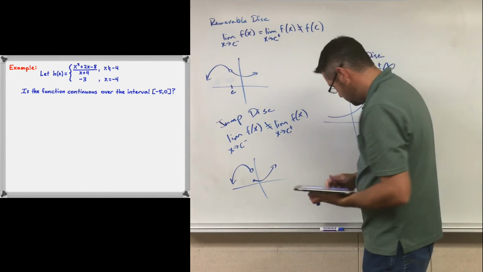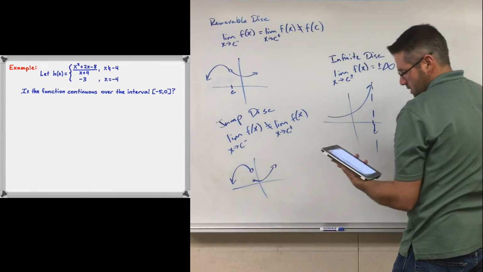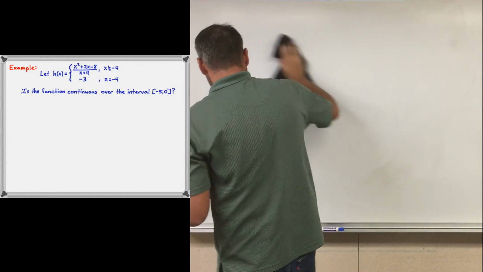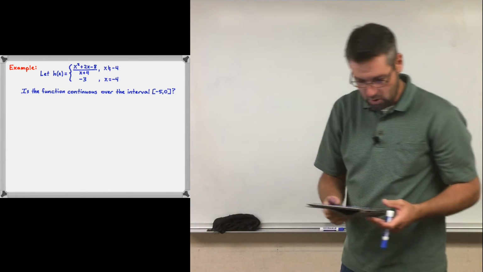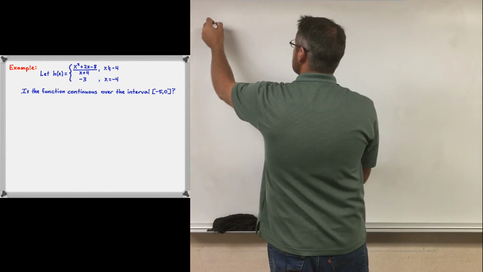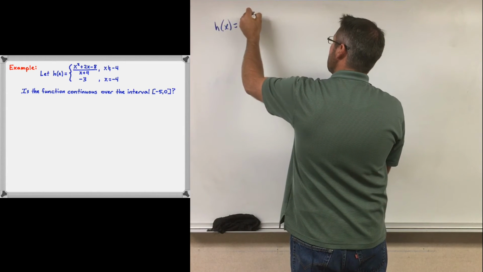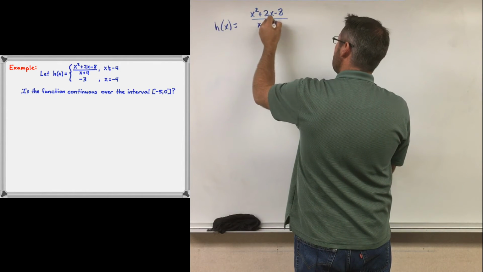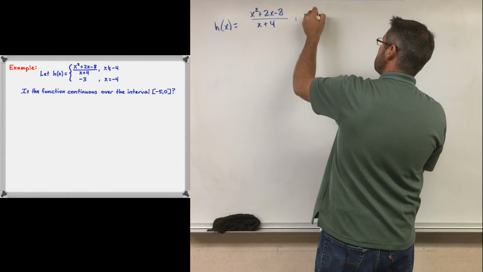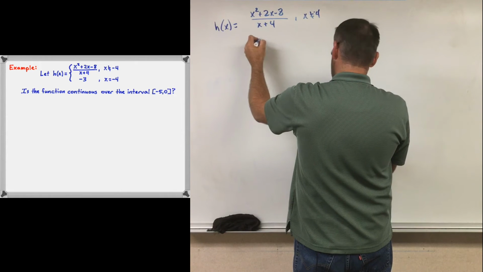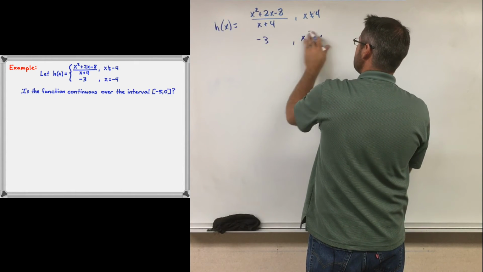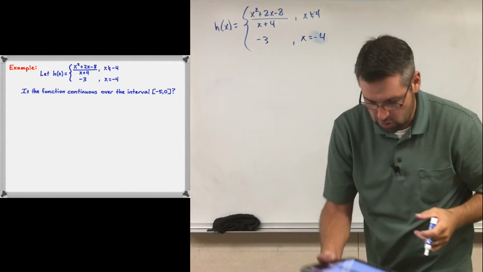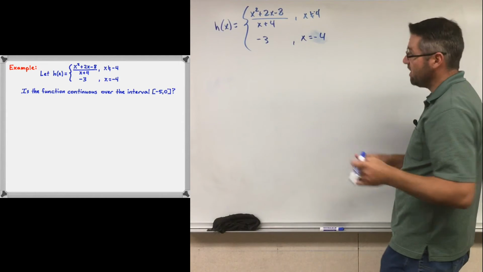Let's go ahead and take a look at how to determine these things analytically, okay? Like I said, this lesson tends to be a little bit long, so feel free to pause it and then come back to it when you're refreshed. It tells us that h of x is equal to a piecewise: x squared plus 2x minus 8 all over x plus 4, for when x is not equal to negative 4. And then we have negative 3 when x is equal to negative 4. Okay? So that's h of x, and the question is: is the function continuous over the interval from negative 5 to 0?